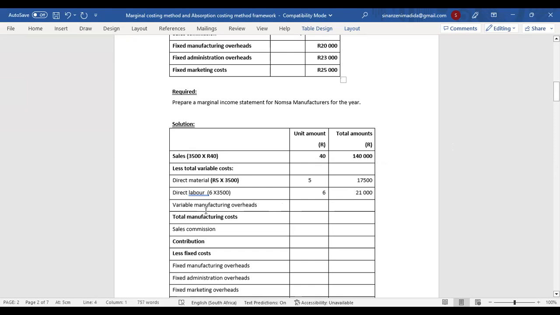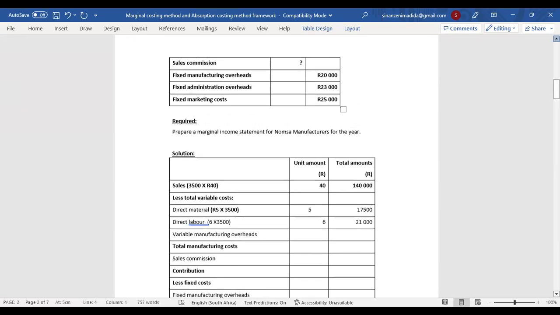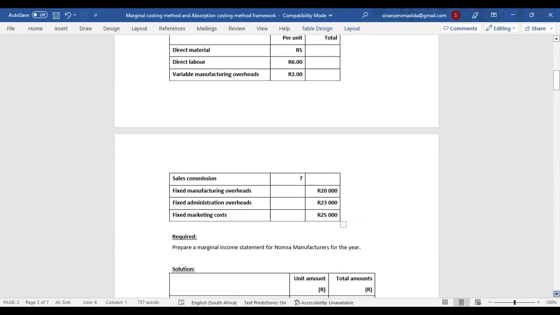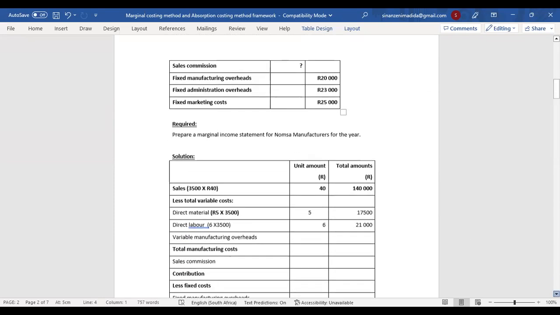Then we move on, we go to our information. Let's try and identify our variable manufacturing overhead. Is there a line which is giving you variable manufacturing overhead? And how much per unit are we getting? We have got 2 rand per unit. Everything will be provided to you. What you need to know here is where to put it.